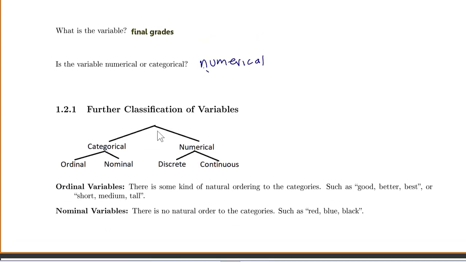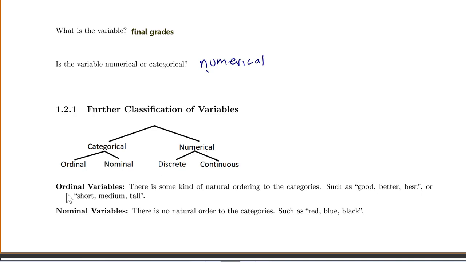You can classify this even further. So this is a handy little chart. All variables are either categorical or numerical. Now, categorical variables can be split into ordinal and nominal. This isn't something we'll really stress on the categorical. It won't affect us as much. The numerical ones, though, I do want you to know that distinction.